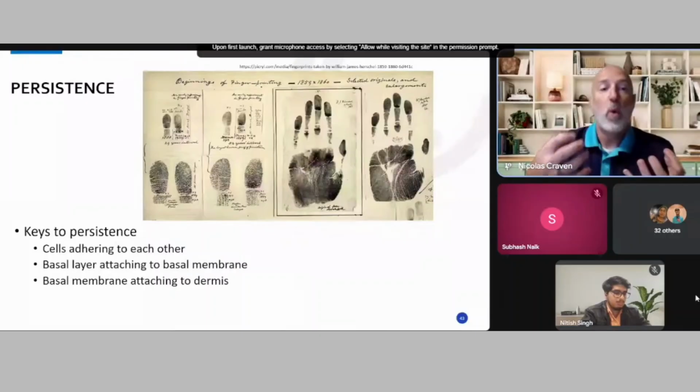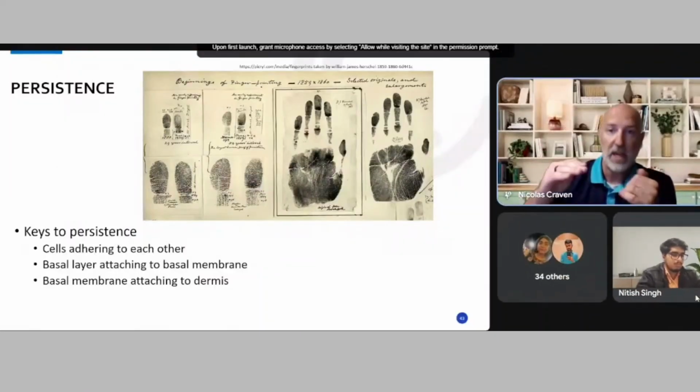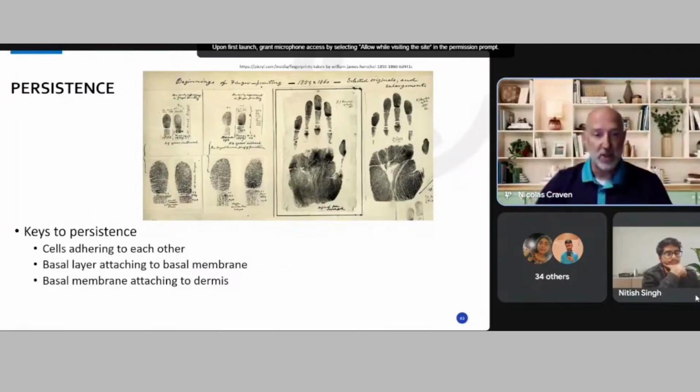Okay. Some of the reasons why this happens, or what keeps your skin persistent, are three things, as you can see right here. The cells interlock and adhere to each other and stay together as they move up through the different levels of the epidermis. The basal layer attaches to the basement membrane. Remember, the basal layer, the very bottom layer of the epidermis, attaches to the basement membrane, and then the basement membrane attaches to the dermis. That interlocks the epidermis and the dermis together, so they don't move. Unless there's a cut or wound, that will stay the same.